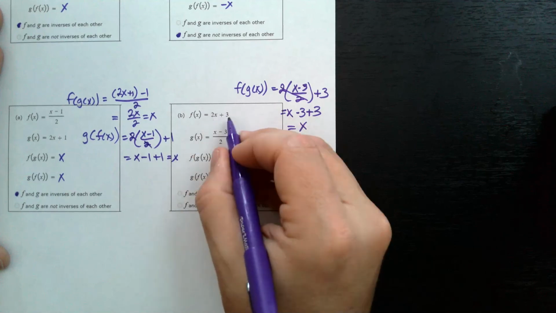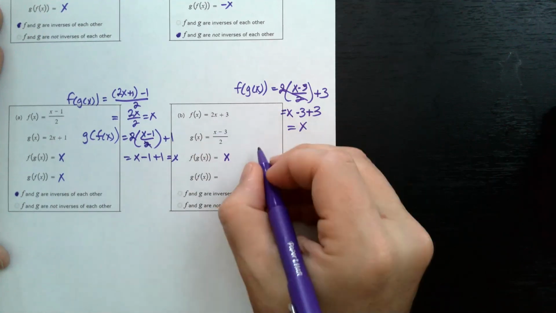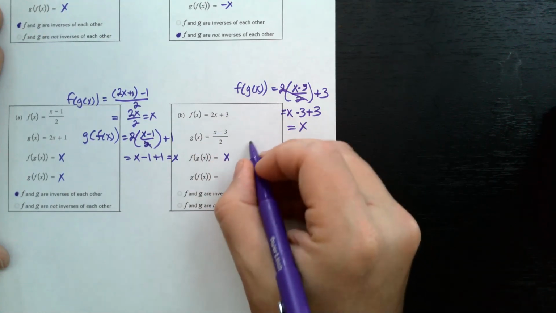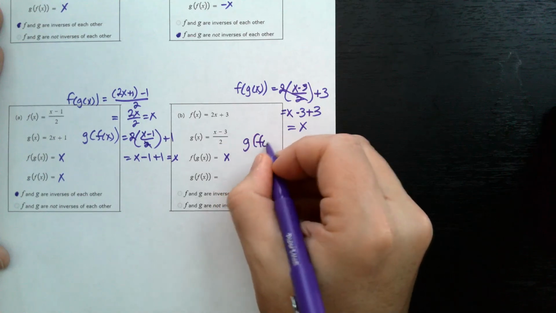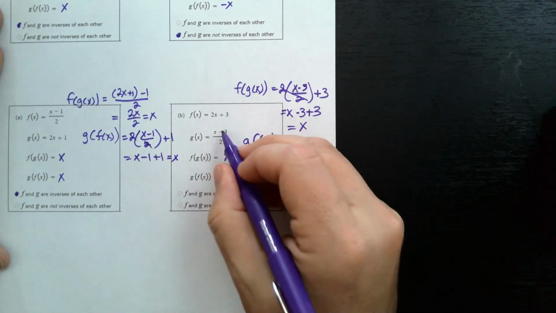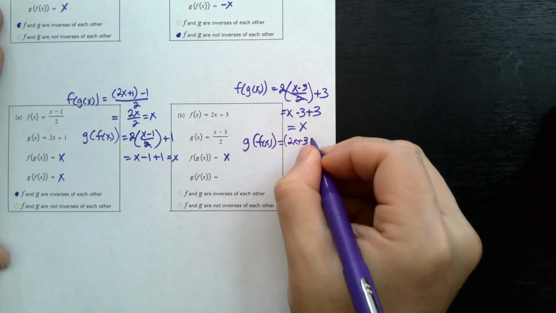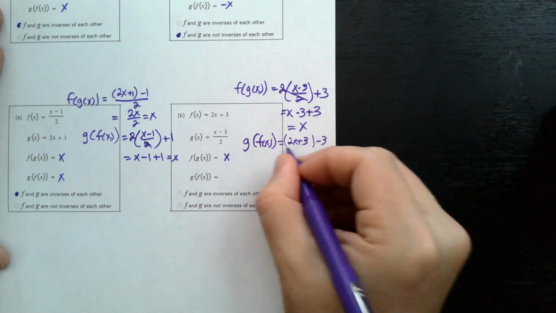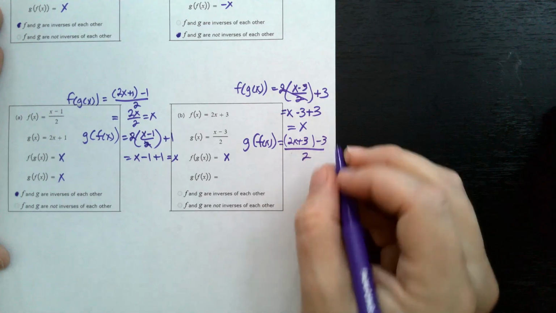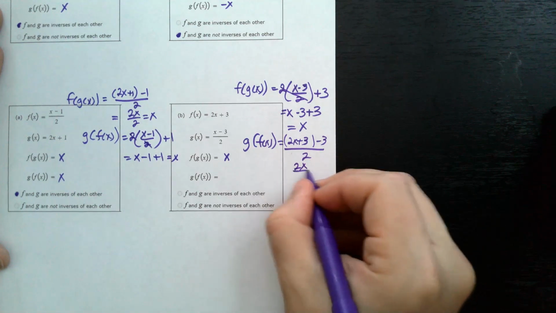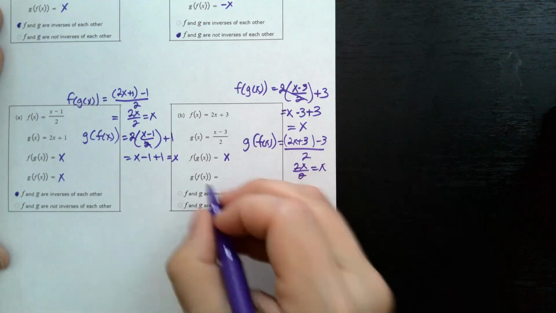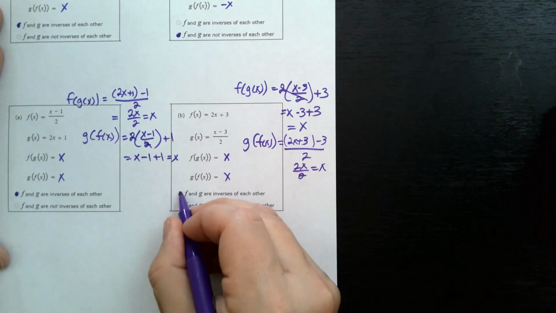So we'll take the 2x plus 3 and put it right here in place of x. So instead of x minus 3 over 2, we're going to put 2x plus 3 minus 3 over 2. The minus 3 and the plus 3 cancel, so we get 2x over 2 equals x. That works, and they are inverses of one another.